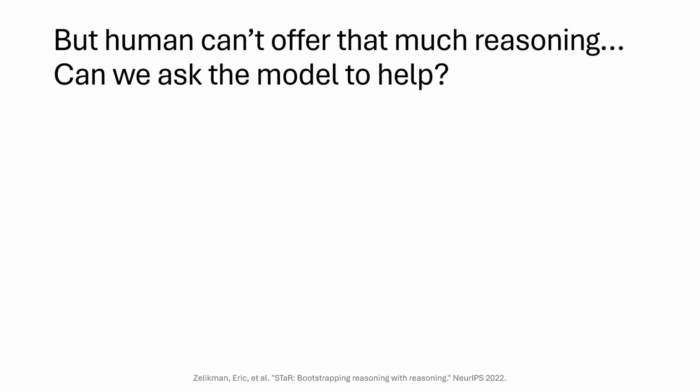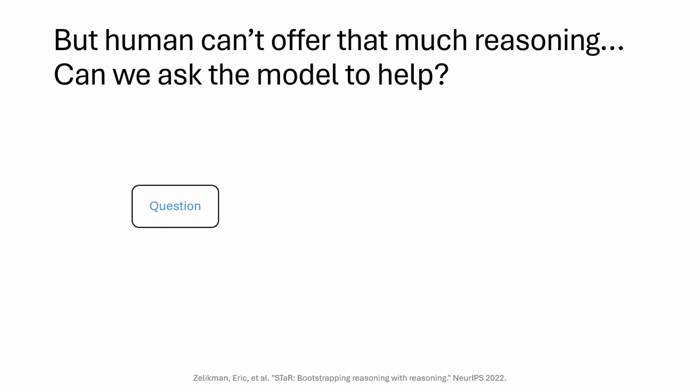But humans cannot really offer that much reasoning for every in-context sample, and we would lose the flexibility if we have to annotate the explanation when a new task comes in. So can we ask the model to help annotate these in-context samples, so later we can train the model to do reliable chain of thought? This is possible, and it is described by the STaR paper.